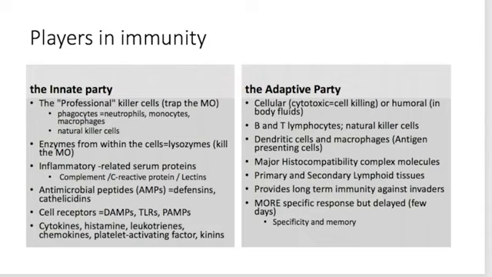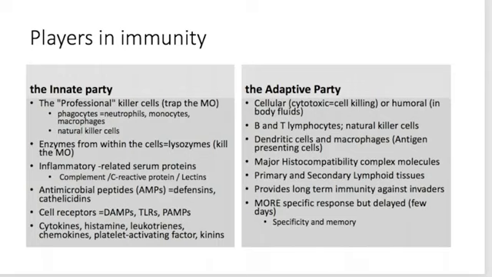We have inflammatory plasma proteins, so these are circulating. These come from the liver. That's complement, C-reactive protein. We have antimicrobial peptides. They're called AMPs, such as defensins and cathelicidins. We have cell receptors, DAMPs, toll-like receptors, NODs, PAMPs. All of those sound the alarm that we have a break in the skin and we have microorganisms and cell damage. We have other things such as cytokines, histamine, leukotrienes, chemokines, platelet activating factor, kinins, a host of other interleukins. All of those are involved in that inflammatory response.